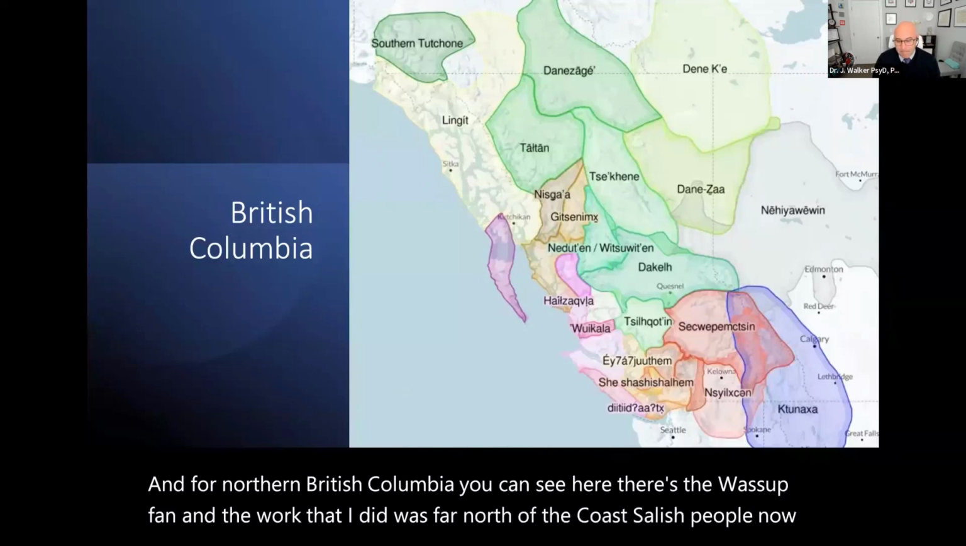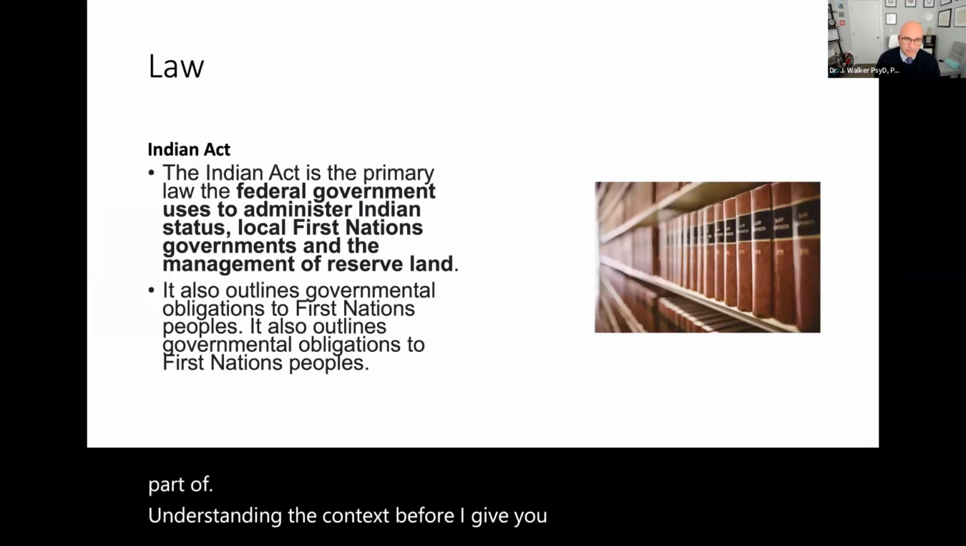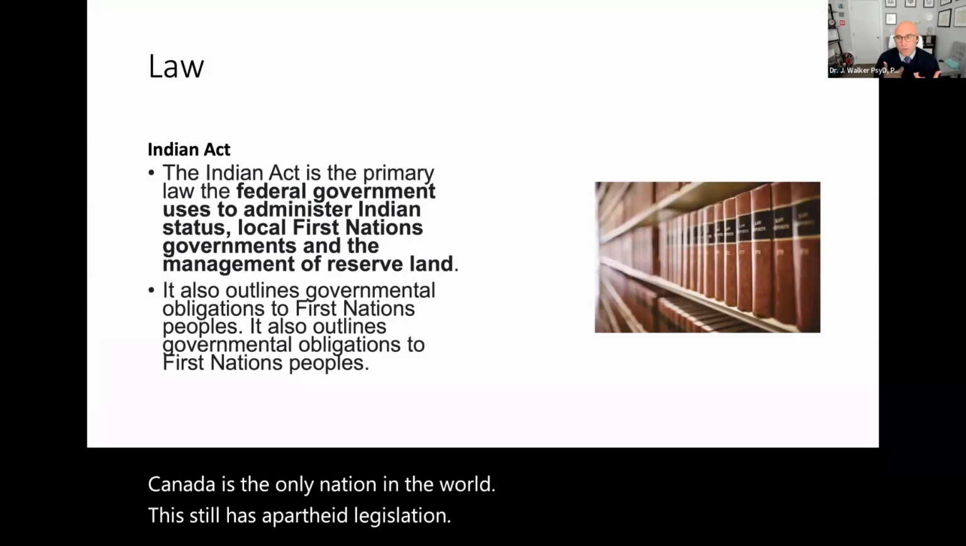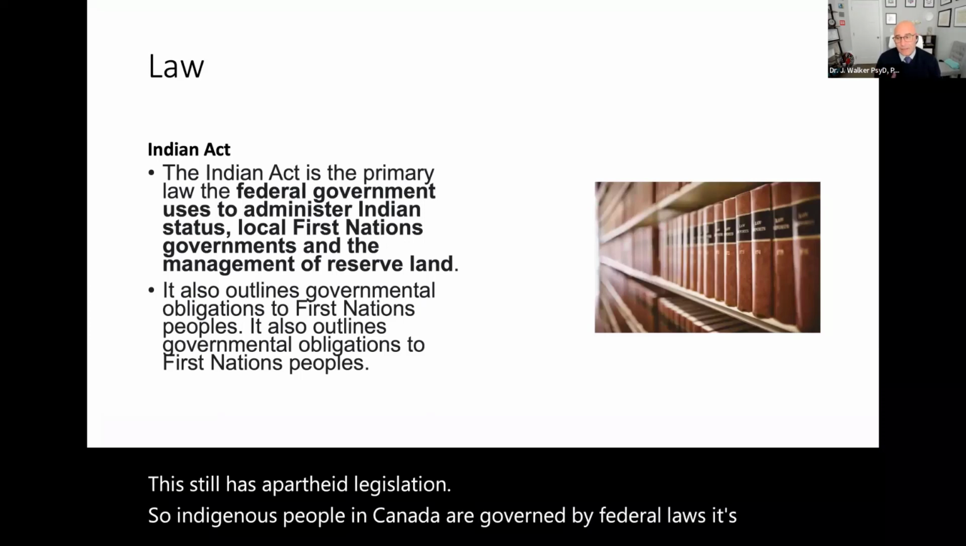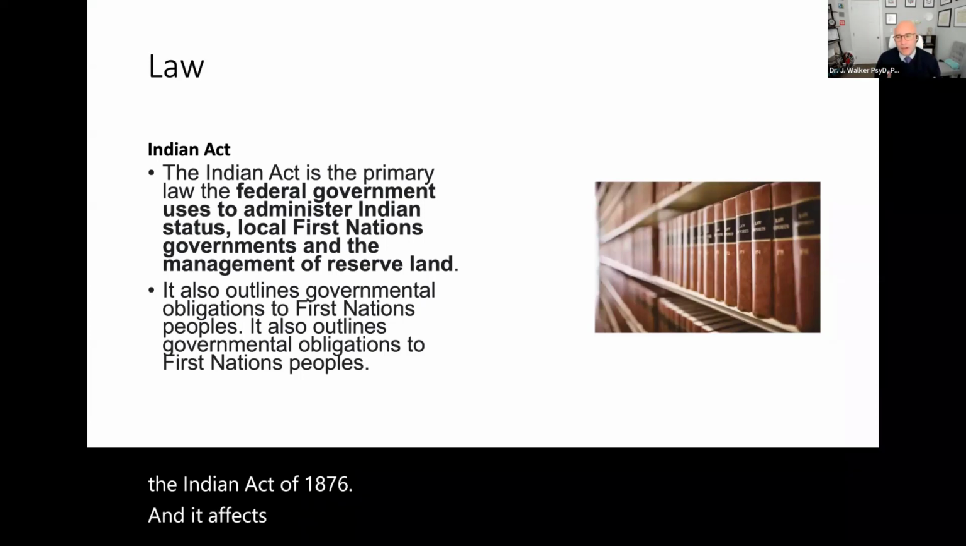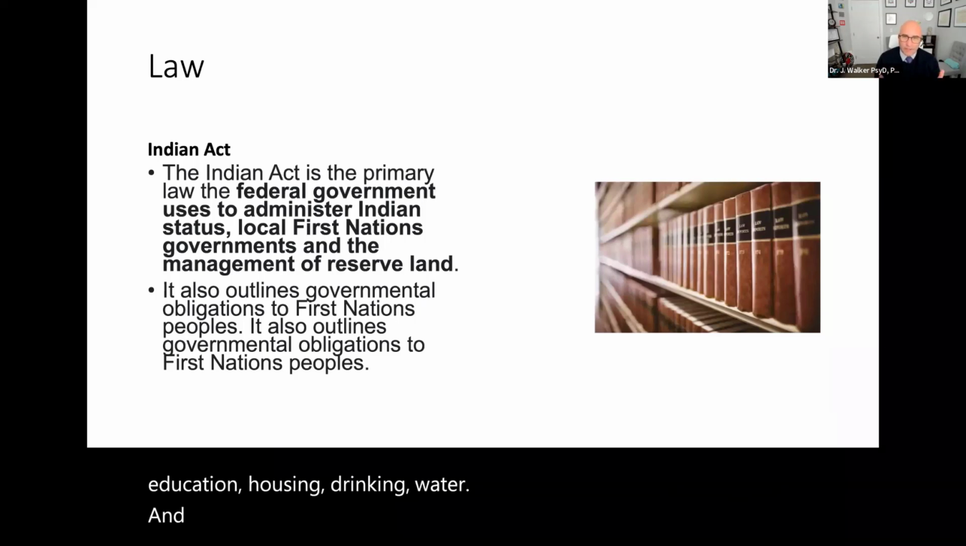Now, part of understanding the context before I give you the case example, Canada is the only nation in the world that still has apartheid legislation. So Indigenous people in Canada are governed by federal laws. It's called the Indian Act of 1876. And it affects everything in terms of access to healthcare, funding for education, housing, drinking water. And really, there are rights and title differences, of course.